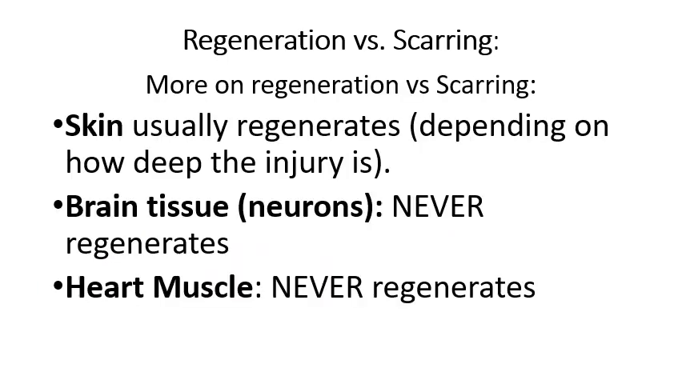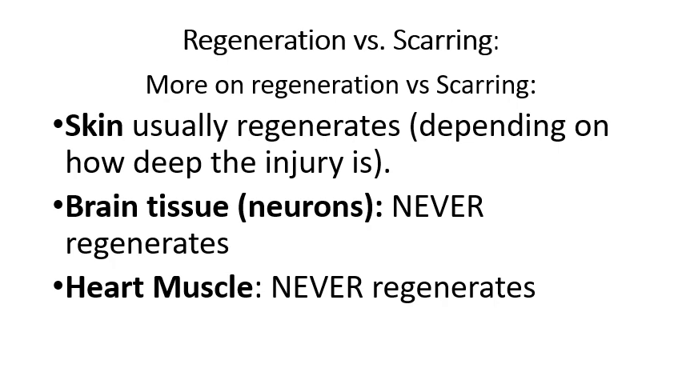All right, so now what types of tissues regenerate versus not regenerating? So skin, if the burn is not terribly bad, the skin will regenerate. Brain tissue, neurons never regenerate, and heart muscle never regenerates, right? So that's why damage to the brain or spinal cord injuries are so bad, because neurons do not regenerate, right?